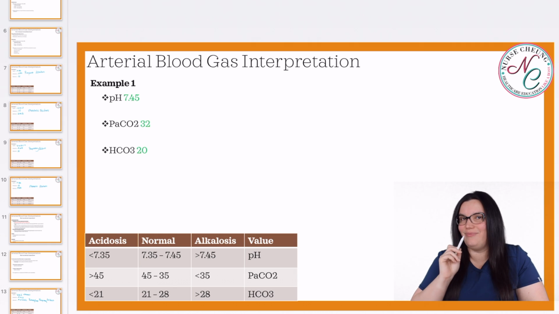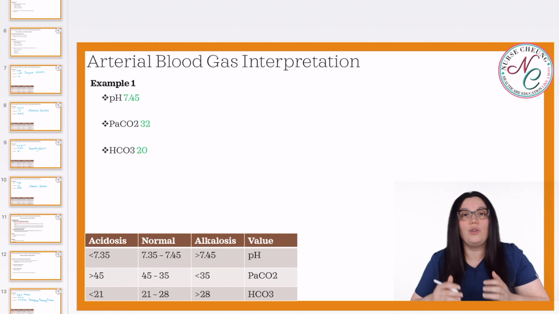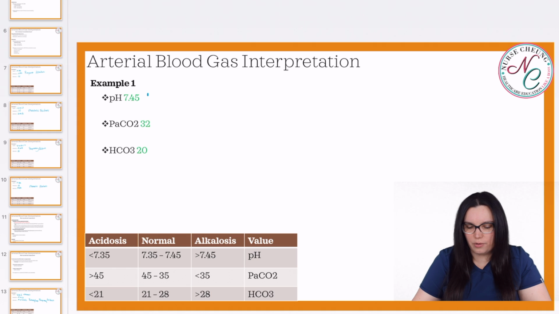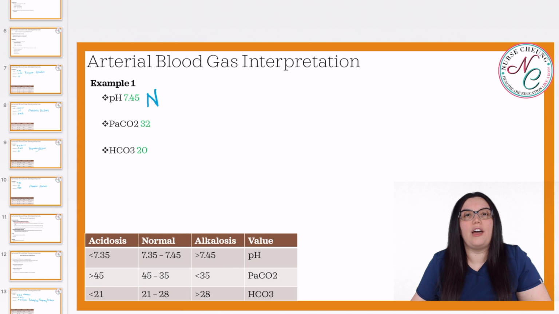Well, where do we begin? We always begin with our pH. Our pH normal is 7.35 to 7.45. So this pH is actually neutral, right? So let's move on and look at our two components.